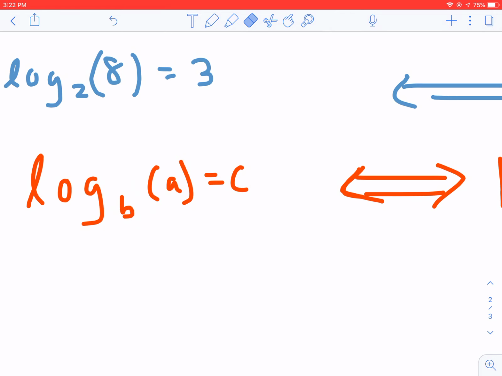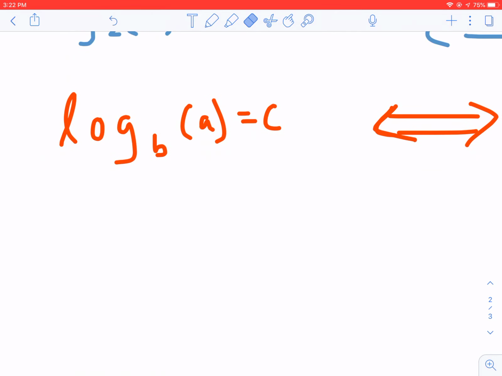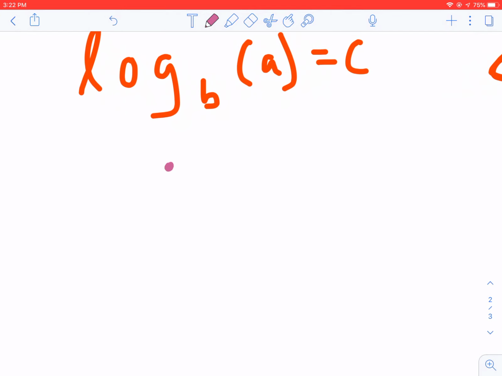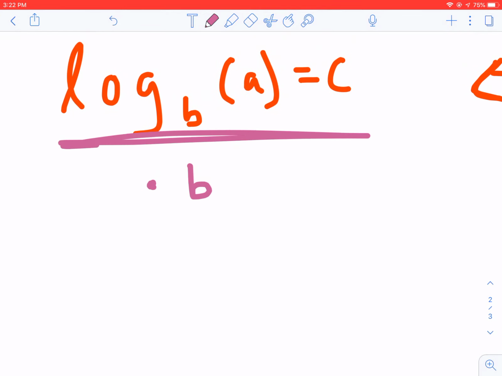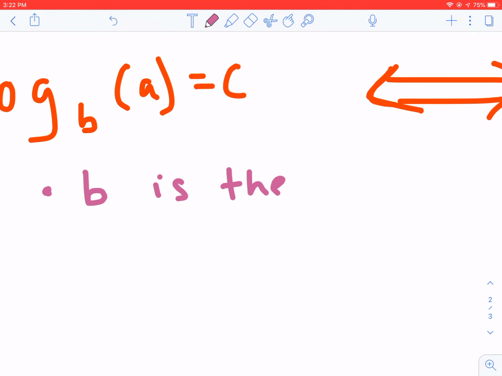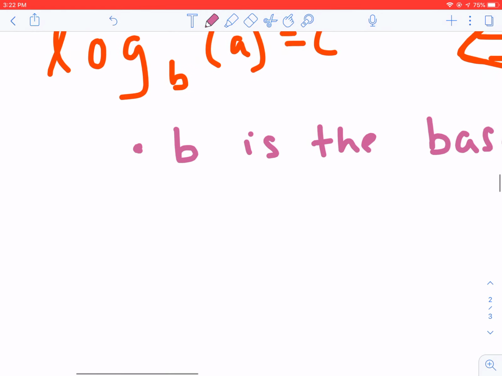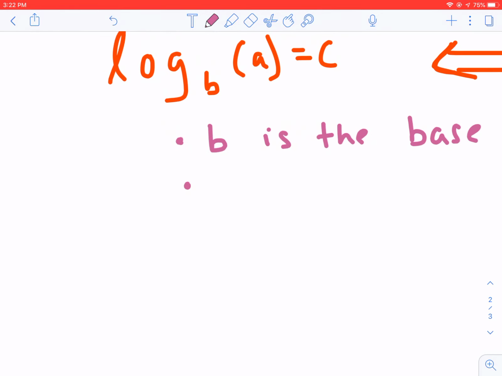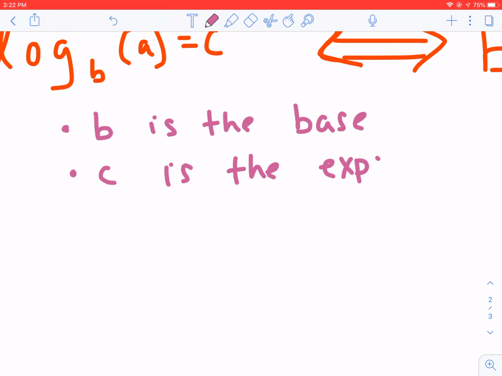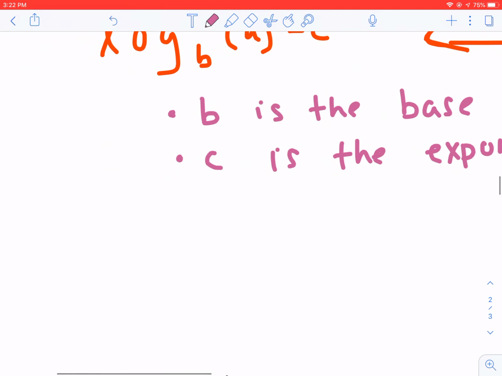So there are names for all of these things. Both of these equations describe the same relationship between a, b, and c. Over here in log form, we call b the base. It's also the base in the exponential form. The c here is our exponent. c is the exponent. And that a is what we call the argument.